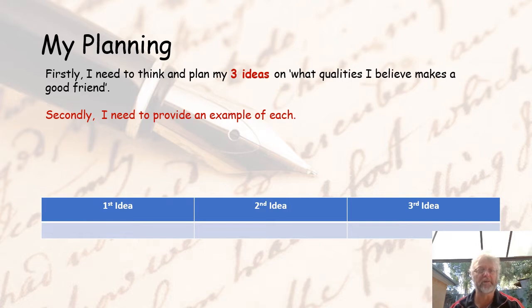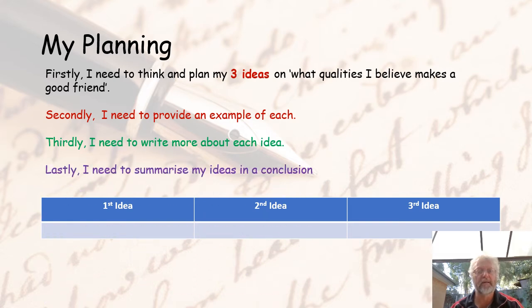What do I need to do next? Secondly, I need to provide an example of each. It's always good in our writing to explain what we're thinking. And thirdly, I need to write more about each idea, to give it a fuller explanation. And lastly, I need to summarize my ideas in a conclusion.